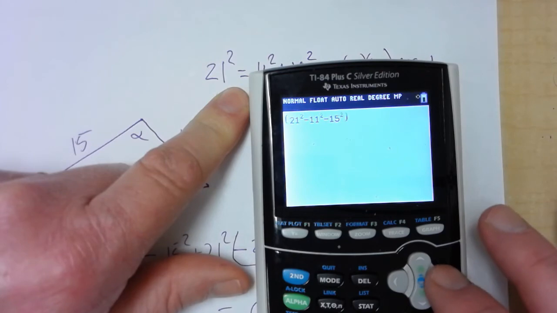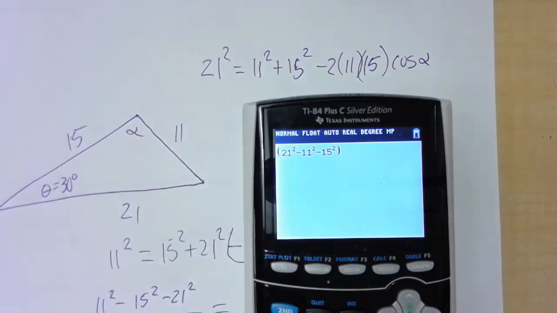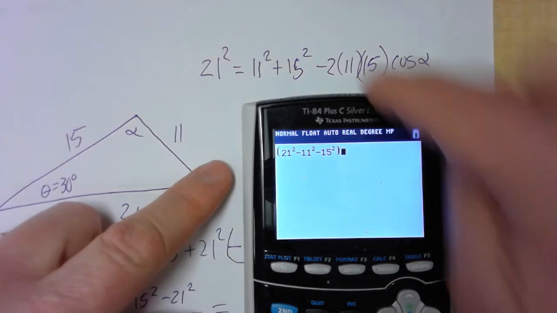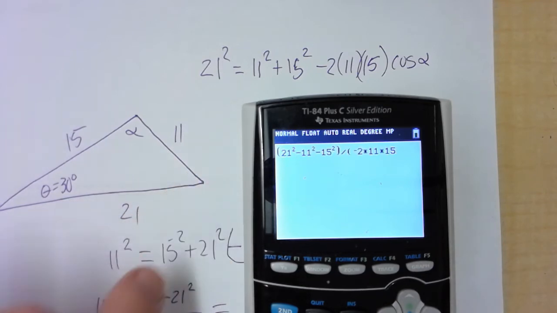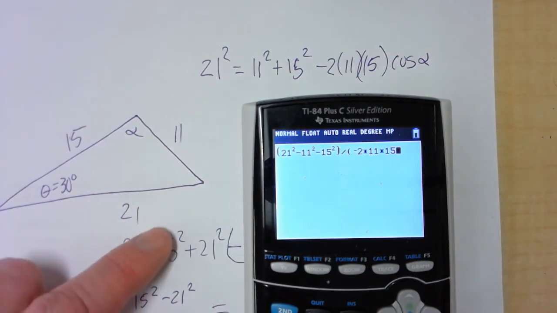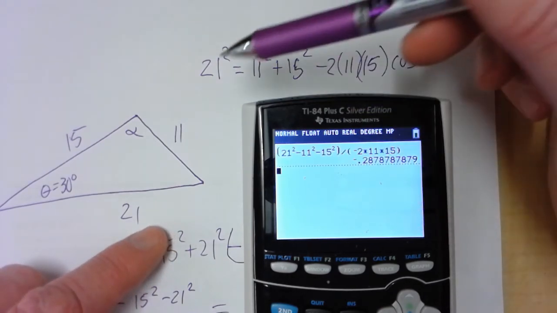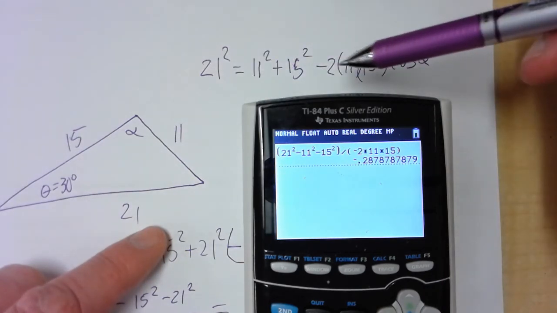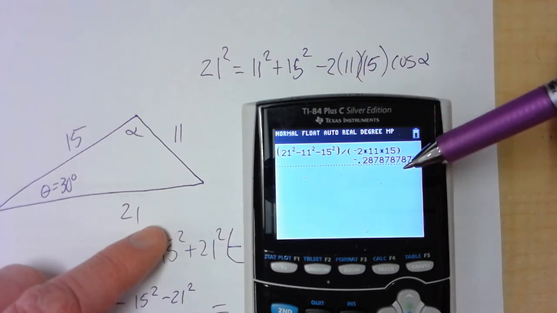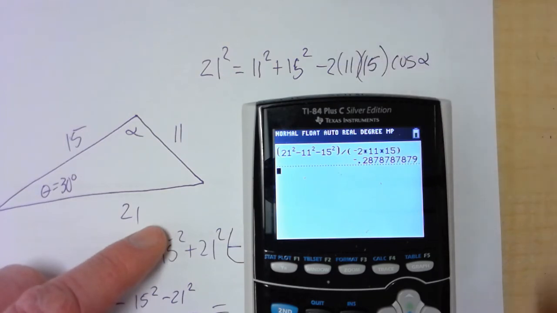All right, and divided by this negative thing right here. So divided by left parenthesis, negative 2 times 11 times 15. Close the parenthesis, enter. So it gave me a negative answer. That makes sense because that's really big. You subtract the two things off of it, and it's going to be positive. And then you divide by this negative, so it'll be a negative. That's the ratio. Inverse cosine would be the answer.